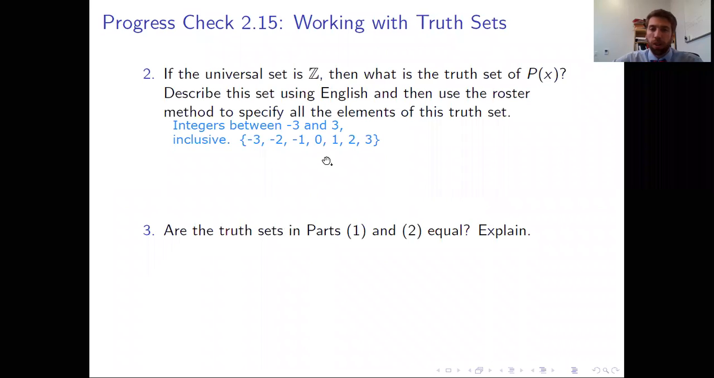And then are the truth sets of 1 and 2 equal? No. So this one right here is missing all the numbers between 0 and 1, for instance. So 1/2. It's missing pi over 2. It's missing the square root of 2. It's missing all fractions that are not integers. It's missing all the irrational numbers in between -3 and 3. So not equal. So that finishes our part 2 video.